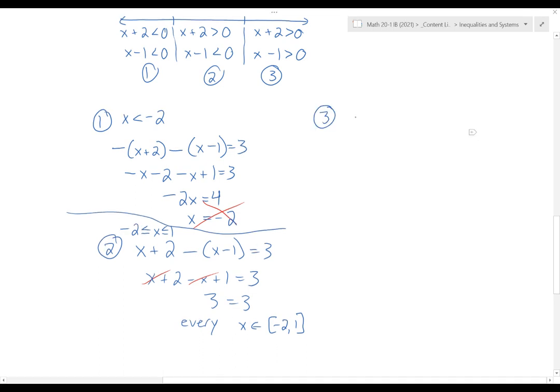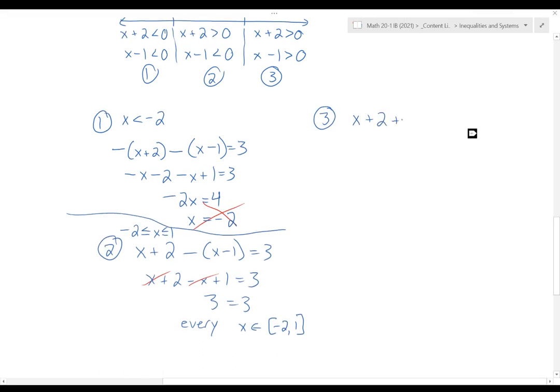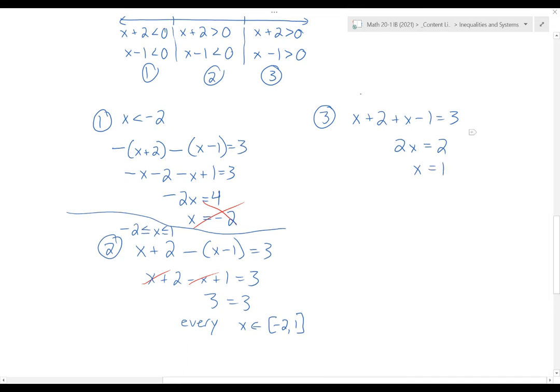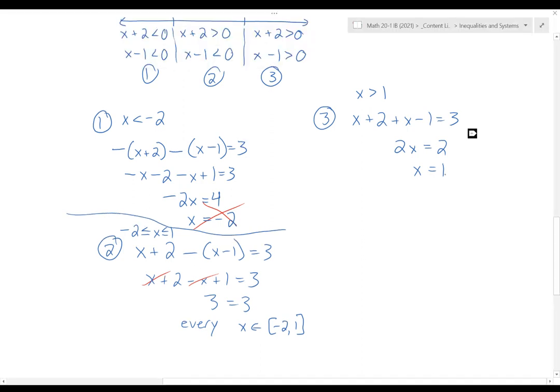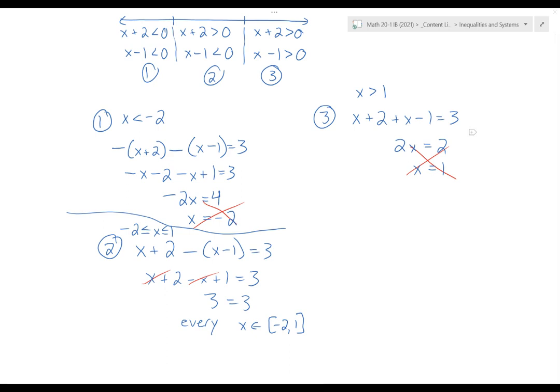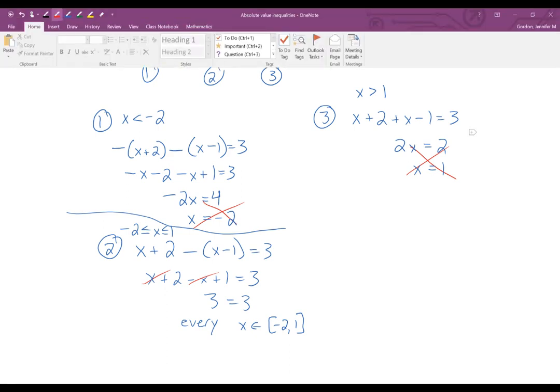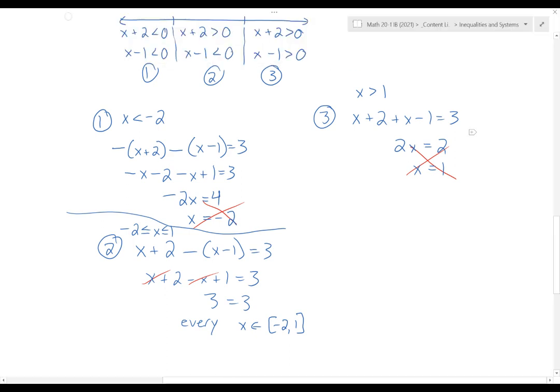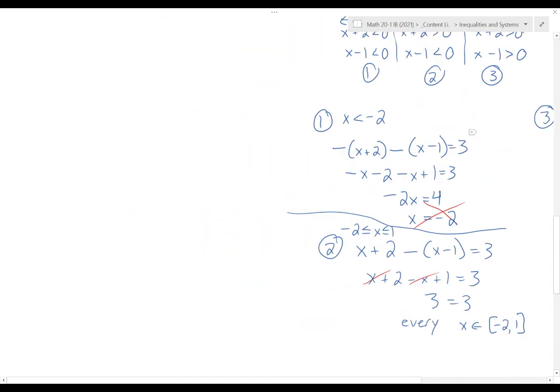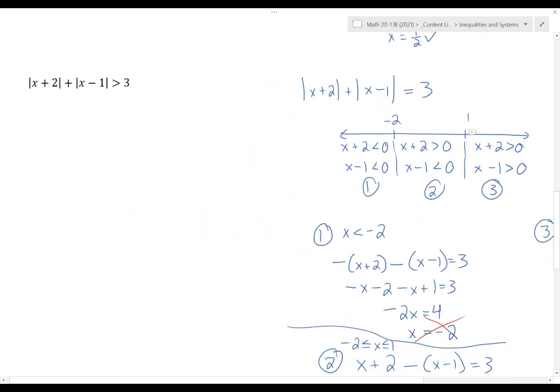Case 3, they're both positive. So x plus 2 plus x minus 1 equals 3, which means 2x equals 2, x equals 1. This, for me, is my interval x is greater than 1. So 1 is not included in that interval, but it's okay because I've already included it in the previous interval. So my only critical values here are still negative 2 and 1. So actually, the turning points for the absolute values are also the critical values for this inequality. So I've got negative 2 and 1.